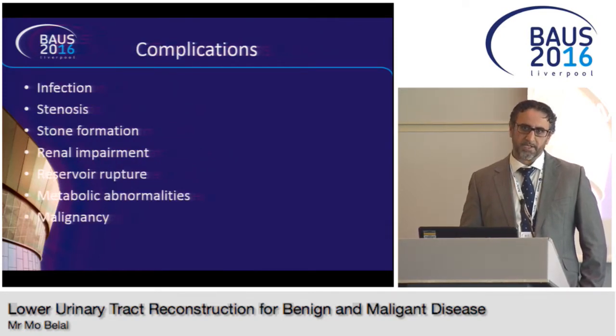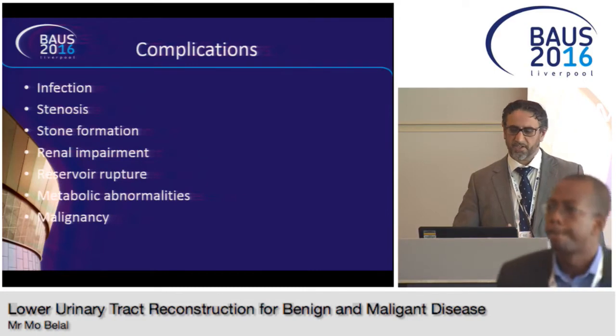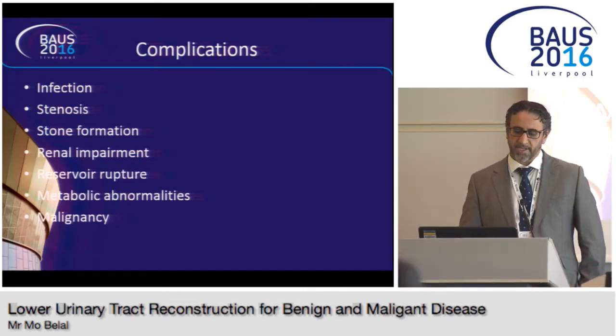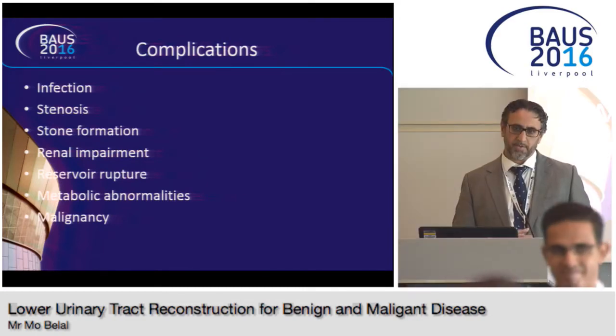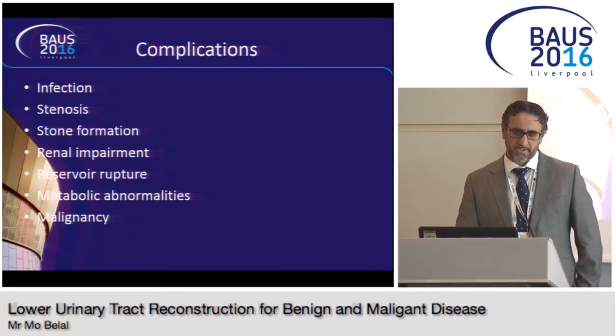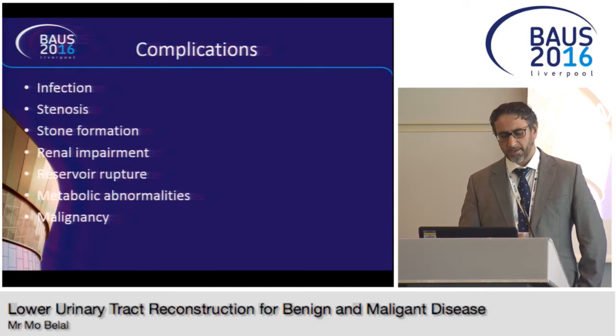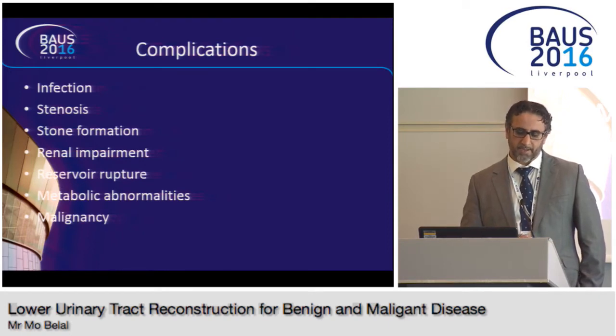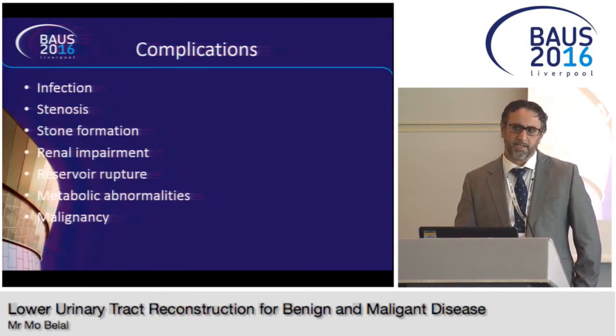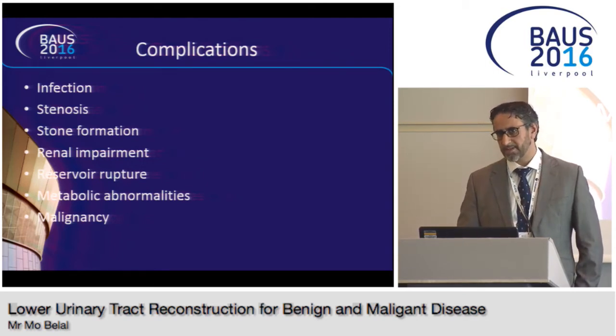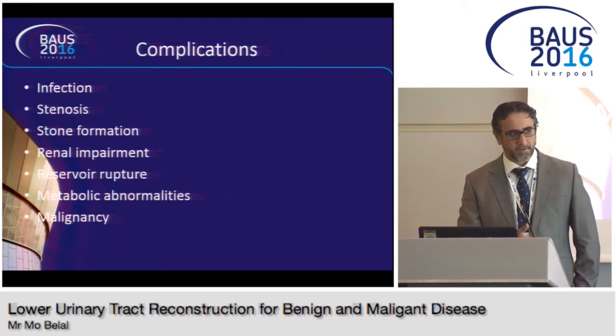In terms of complications, not too dissimilar. Infection, stenosis at the cutaneous level or at the uretero-ileal anastomosis. One of the biggest problems of these pouches tends to be stone formation, and that can be a significant problem. Rupture can occur any time from the time of the surgery. I've briefly mentioned the metabolic abnormalities. In terms of malignancy, I'd say that there is a finite amount of malignancy, but probably less so than the ureterosigmoidostomy.